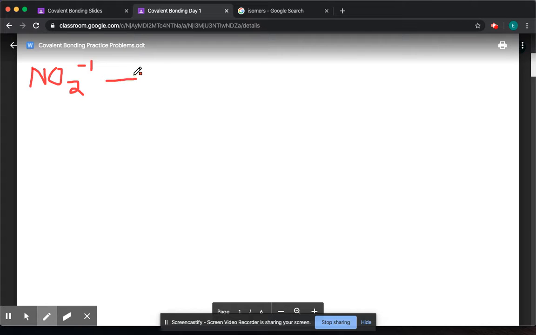First things first, let's figure out how many electrons we're working with. Nitrogen gives us how many? Gives us 5. Okay. Oxygen gives us how many? It gives us 6. And how many of those do we have? We have 2. And then you have the minus 1, which tells us we have an extra 1. So that would be plus 1.